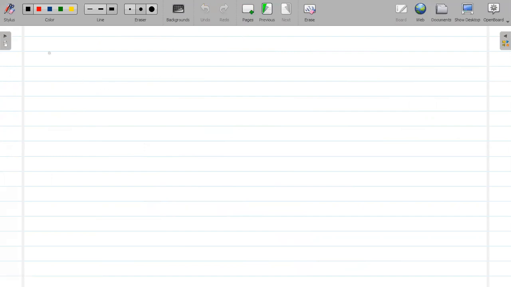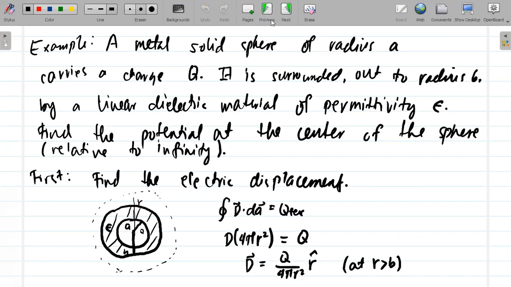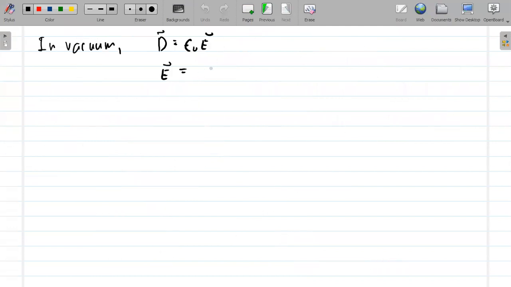Now, class, take note, in vacuum, D equals epsilon not E. So, we have E equals, i-divide lang natin ng epsilon not yung D. So, this is 1 over 4 pi epsilon not, Q over 4 pi epsilon not r squared r hat. So, parang yung usual na electric field natin.